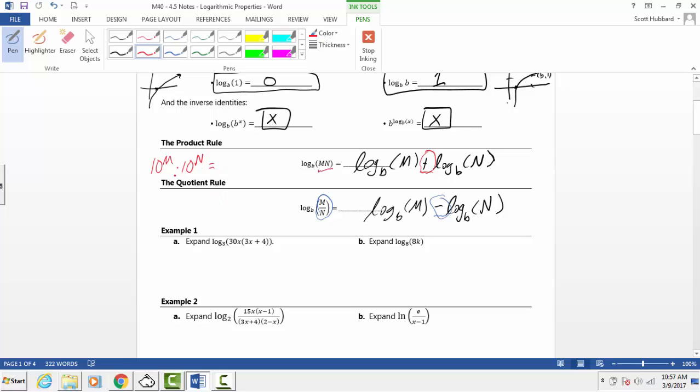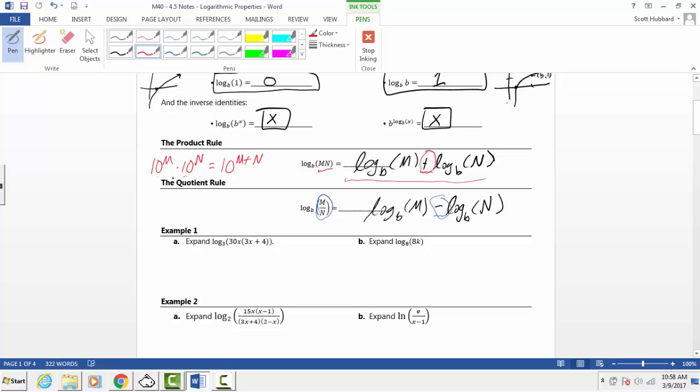What's the rule for exponents? Well, if they have the same base, then you add the exponents. Okay? This is the same rule but in log form over here. So this says if you have log m plus log n, then it's the same thing as multiplying. And that's what we have here.